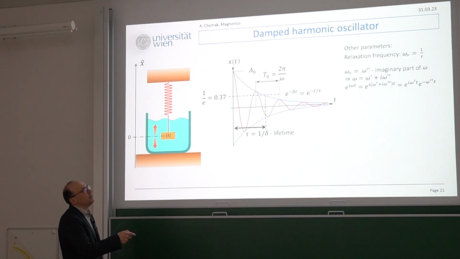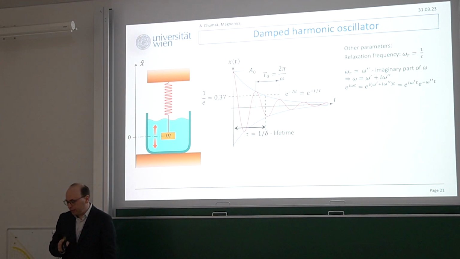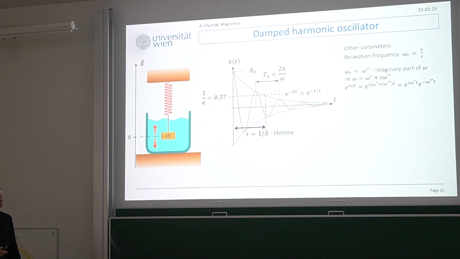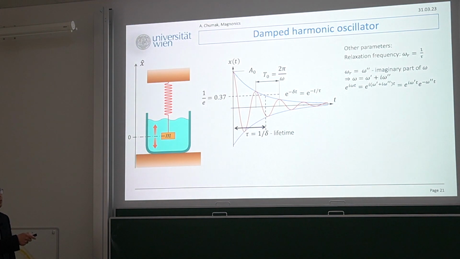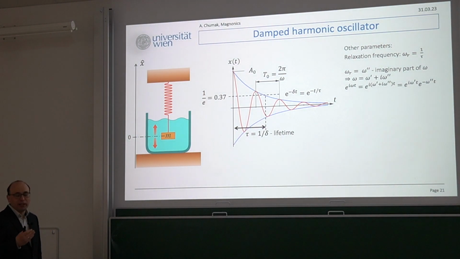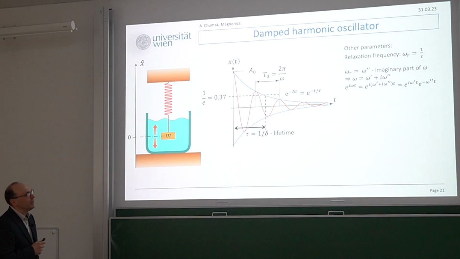Very physical and often used is the relaxation frequency. It's omega r. R stays for relaxation, and it's simply 1 over tau. Again, please do not mix up with f. Here should stay not linear frequency, which we measure in hertz, but circular frequency, 2 pi f. So it's 1 over second, or radian per second. That's the unit.